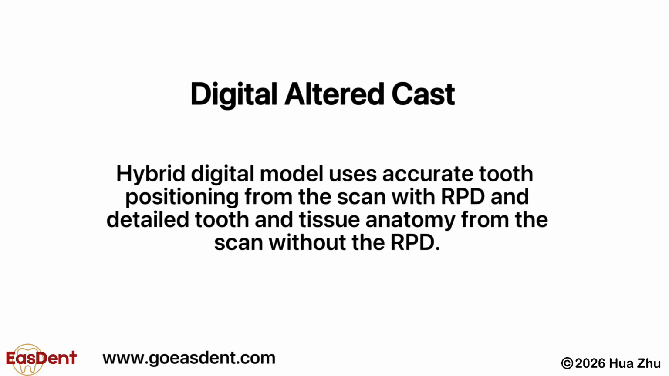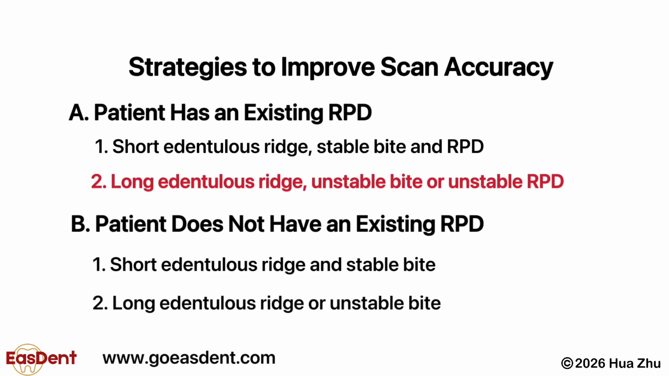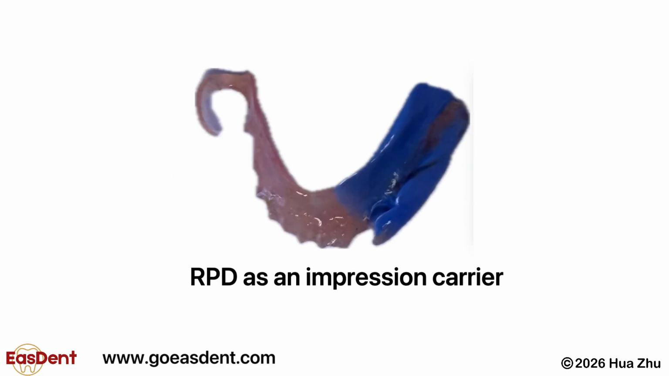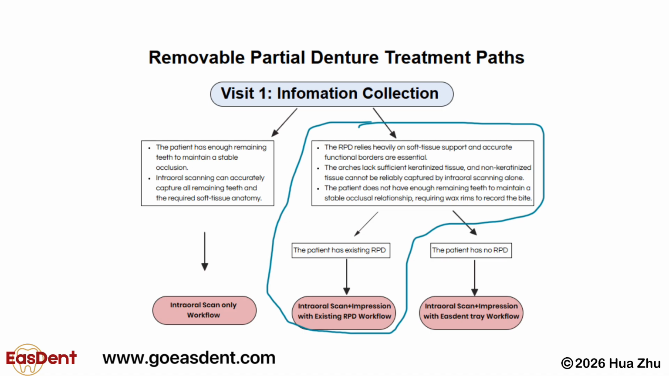When the patient has a long edentulous ridge and the RPD is not stable in the mouth, or the patient cannot get a stable bite with the existing RPD, the RPD can be used as an impression carrier. Follow the intraoral scan plus impression with existing RPD workflow. The impression can help increase the accuracy of the digital model.